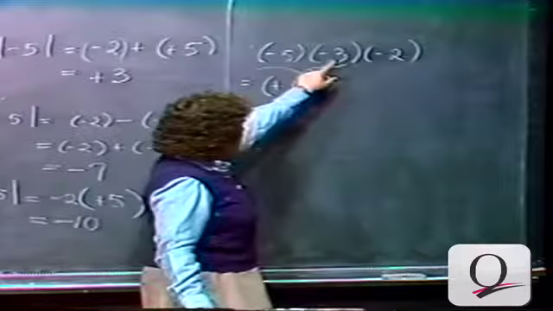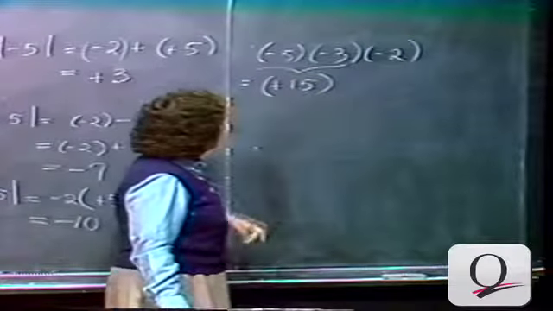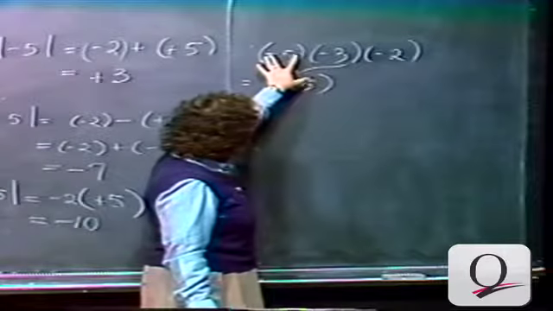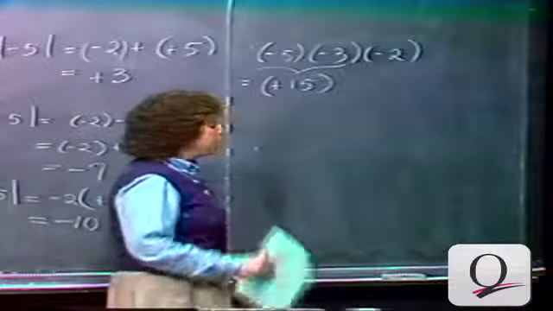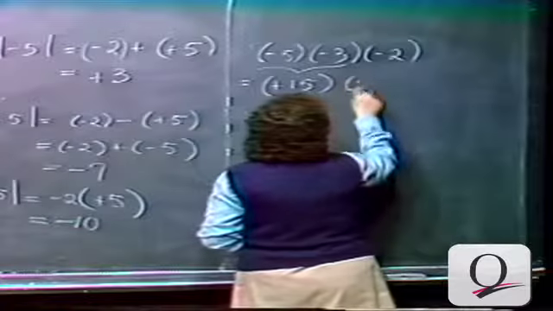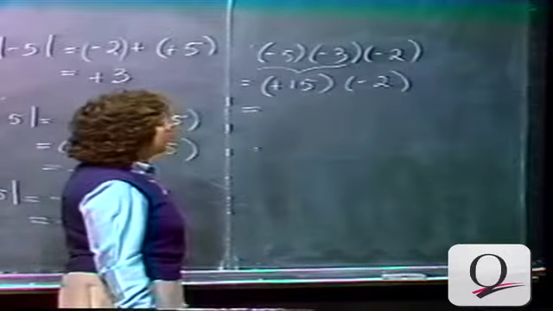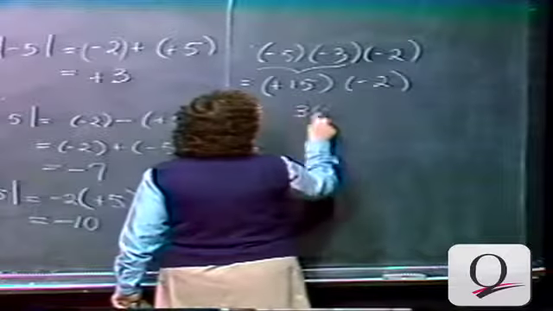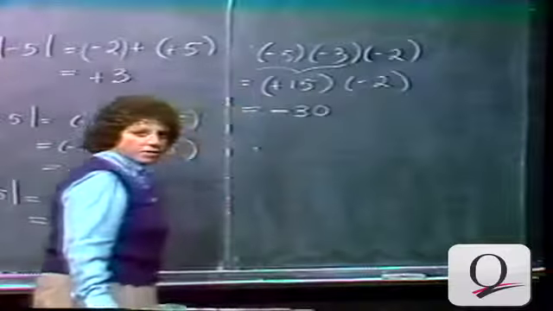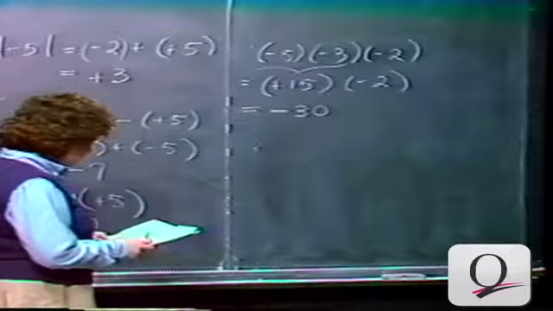Okay, the numbers 5 times 3 multiplied to 15, and of course the 2 numbers have the same sign, so the answer is positive. So this is plus 15, and we still have the minus 2. Plus 15 times minus 2 gives us 30 prefixed with a minus sign. Minus 30.